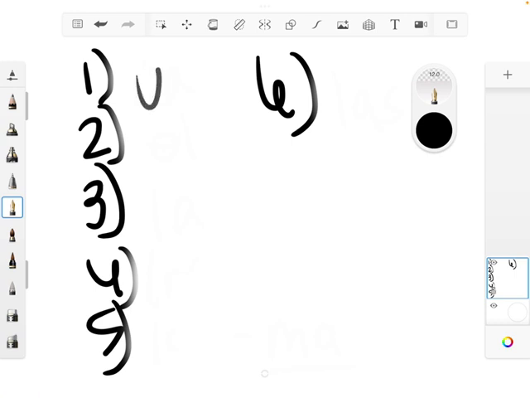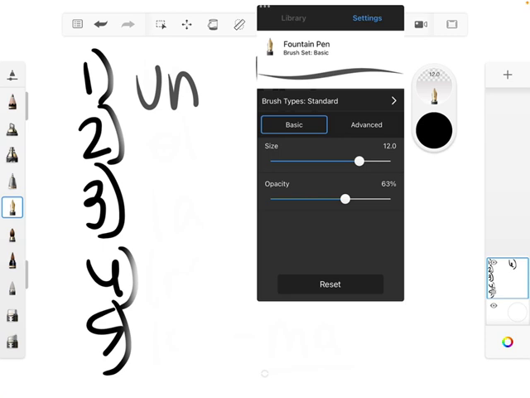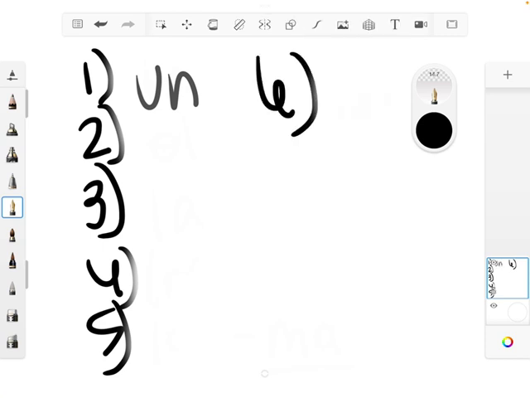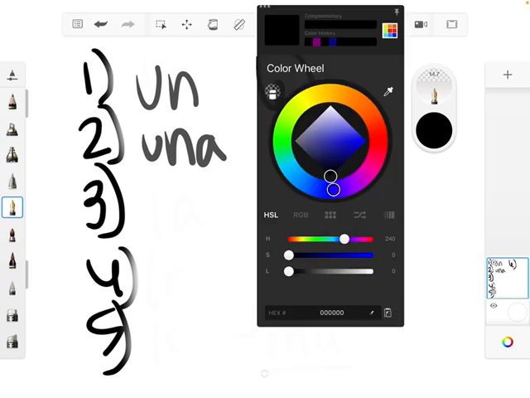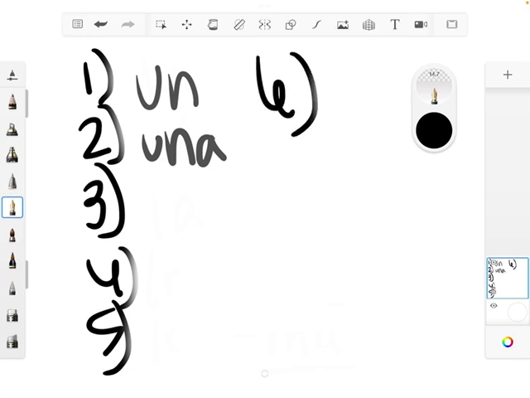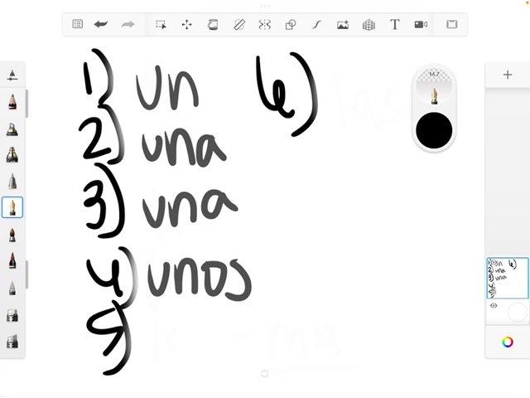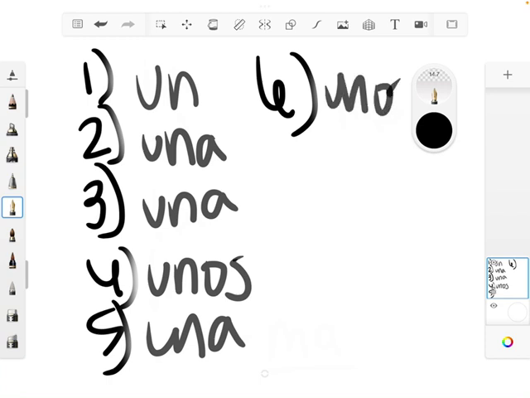Un autobús. Una lección. Una computadora. Unos hombres. Una señora. And unos lápices.